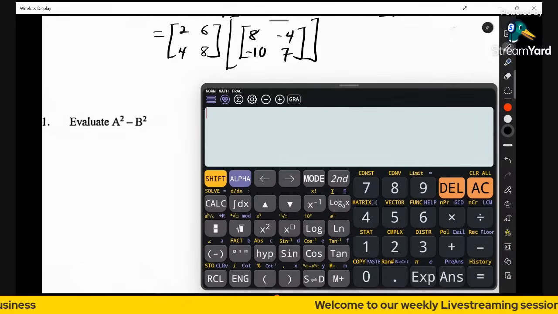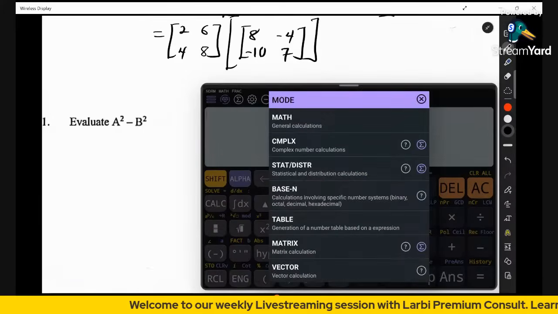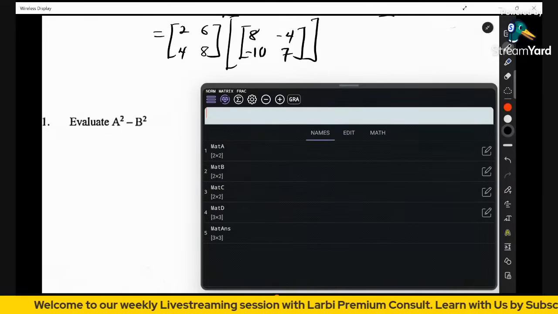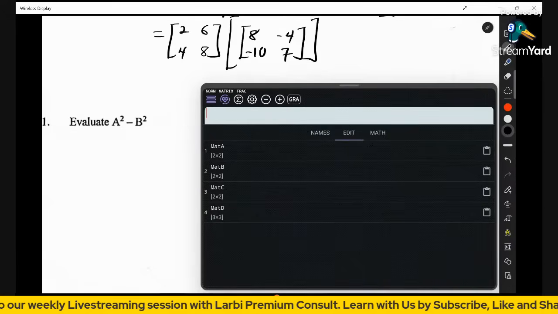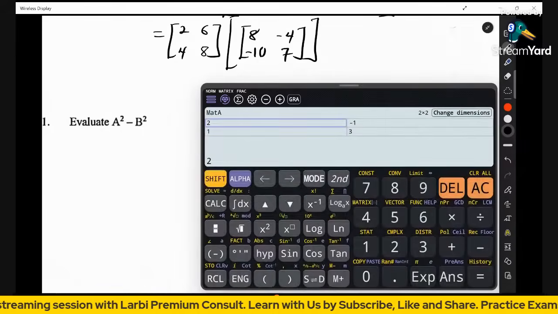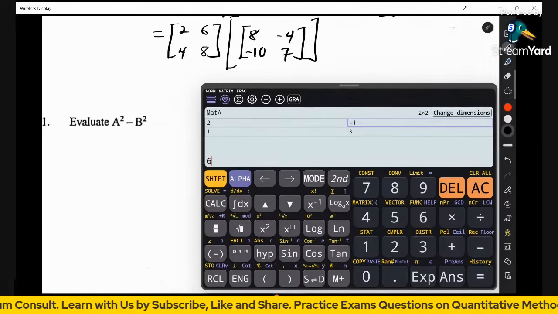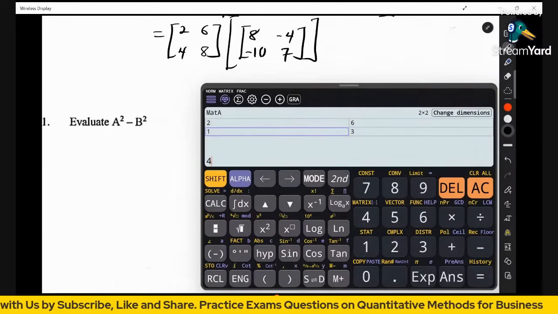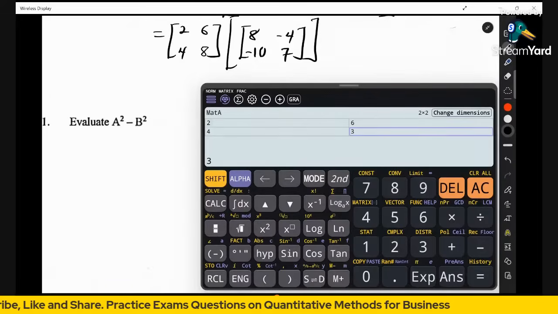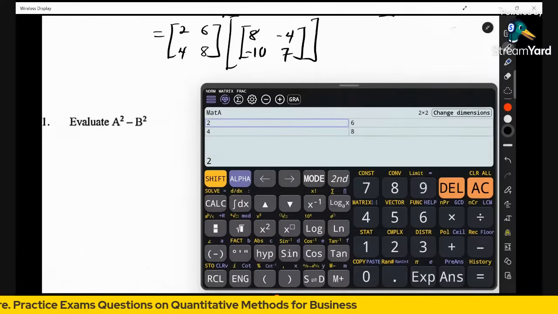So I'll go to my mode, go to matrix, go to mode, I'll go to identify matrix, and then I'll get my matrix A. So the first is 2, and then the second is 6, and then third is 4, and then last one is 8. Okay, so that becomes matrix A.